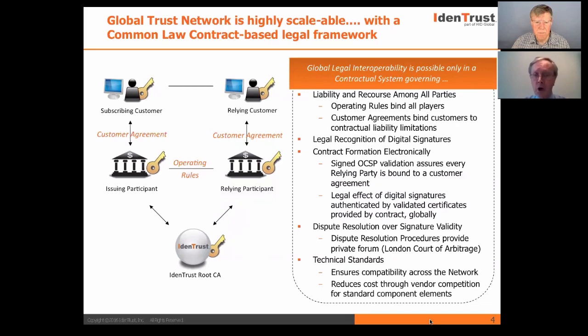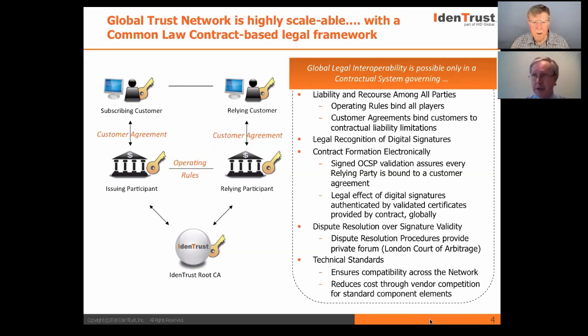At the bottom, you've got the Identrust scheme, if you will, that links the various banks, what we call the relying and issuing participant banks in this slide. It links the banks to a common set of operating rules, just as they are linked to a similar set of operating rules, for example, in a card scheme. And then between the bank and each customer, in this case, I've just put two customers, the subscribing customer and the relying customer. Each of those customers is linked to their bank by a customer agreement. Again, very analogous to what we would see in a card scheme.